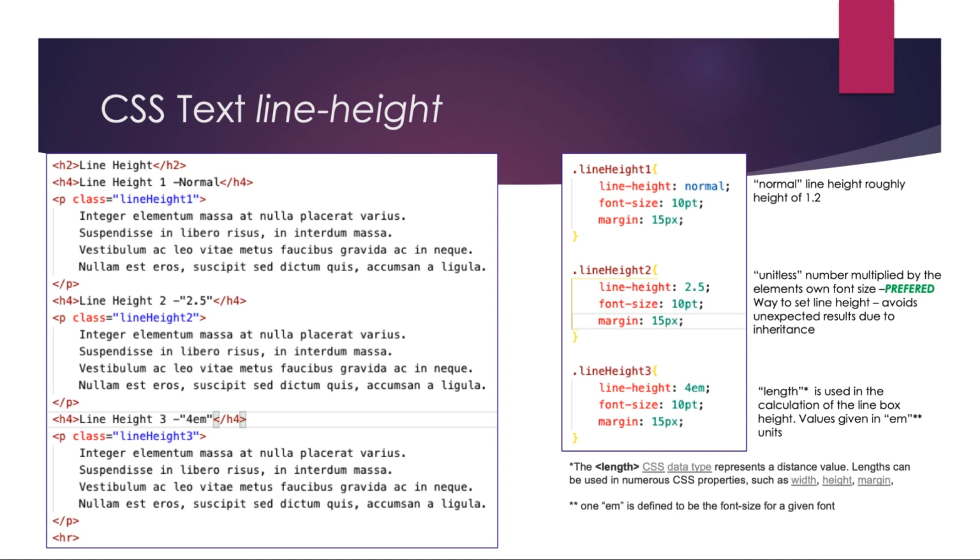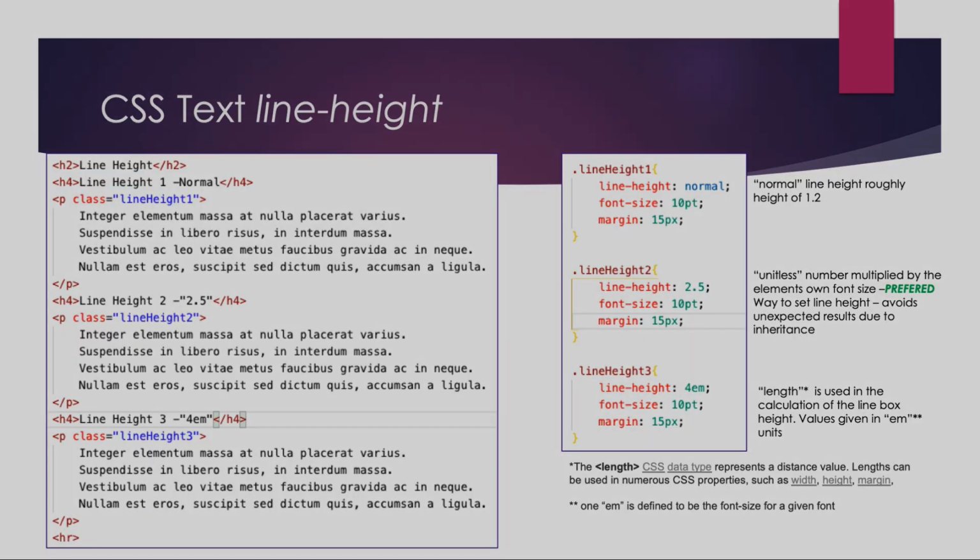So here we are showing a length of 4 ems, and ems is defined roughly, it's a unit of measurement as well. It's defined to be the font size for a given font. So the value given in ems here is 4 ems. So we'll see on the next slide how each of these differs: normal, unitless, and length. Let's check it out.